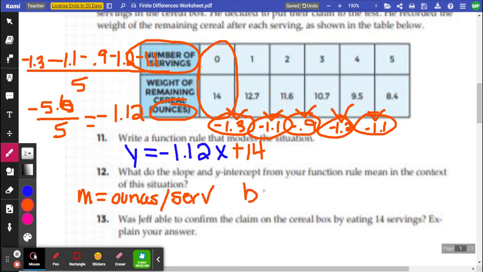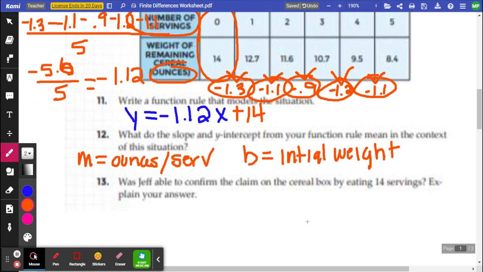All right, what about your b? What about your y-intercept? What is that? The starting weight. I heard somebody say that. Initial weight in ounces.